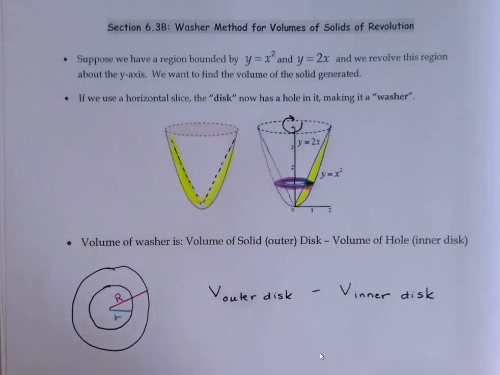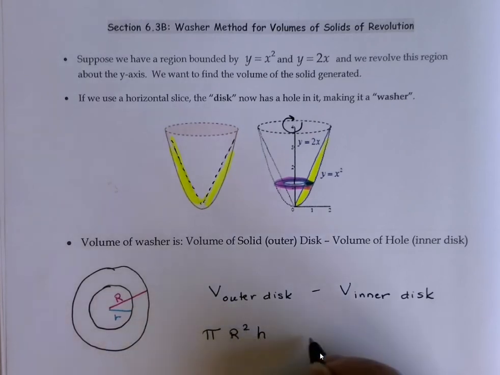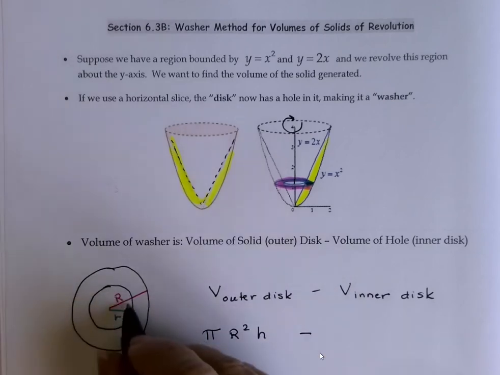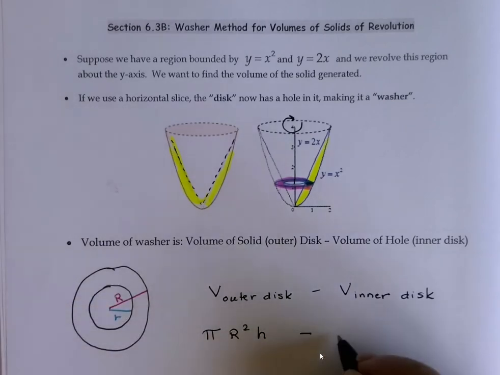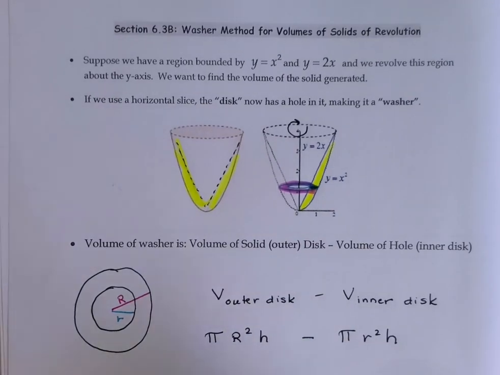If I call capital R the larger radius to the outside edge, the volume of that would be pi times capital R squared h. And then if I call little r the radius to the inside, the hole, the volume of that would be pi times little r squared h. And so that's just going to be how I'll find the volume of my washer as I go around. And then, of course, we'll add them up, or in other words, integrate over our entire shape. Let's try this example. We're going to go back to this, and we're going to actually work out the volume using this washer method.